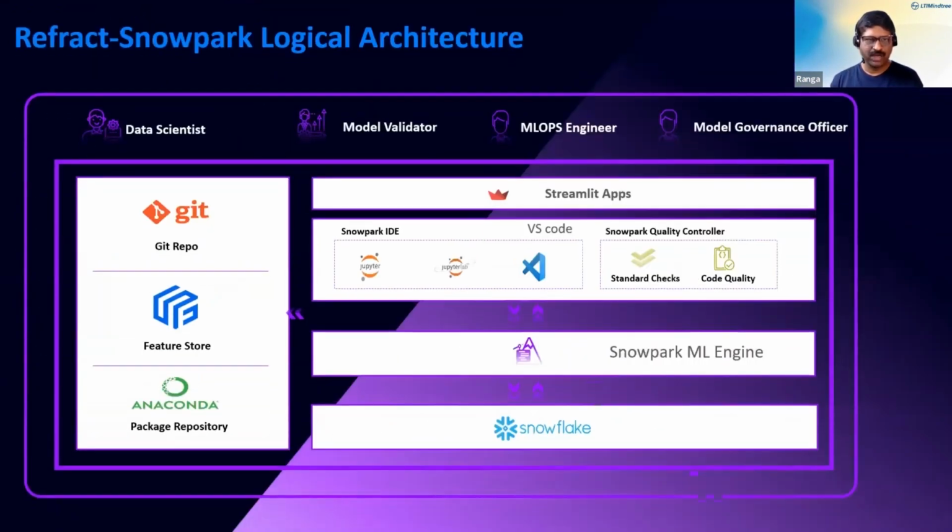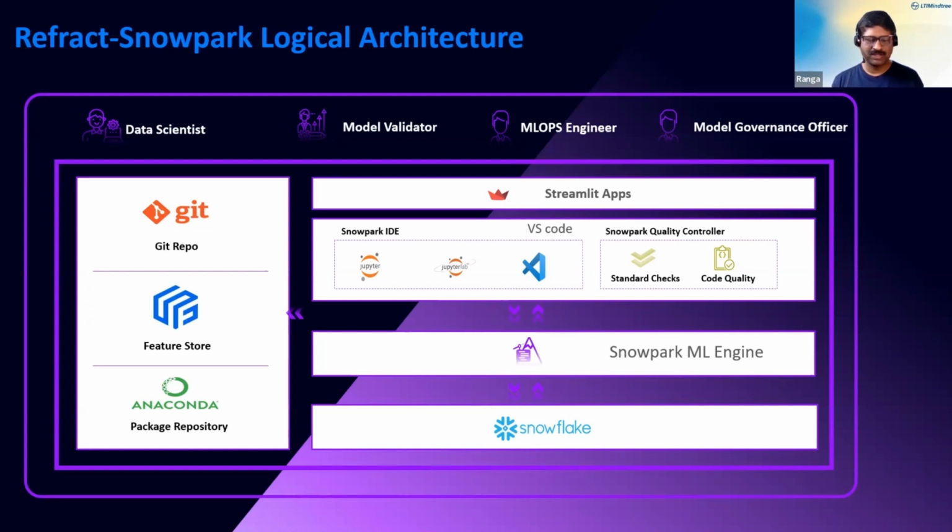Now, if you look at the end-to-end logical architecture, it looks something like this. So at the bottom, you have the data cloud, Snowflake, all the data on which we want to do AI engineering activities, whether it is feature engineering, model training, model scoring, or even visualization. All these are done on top of the Snowflake Data Cloud.